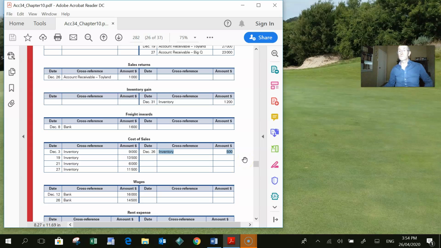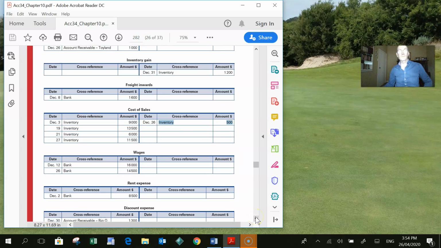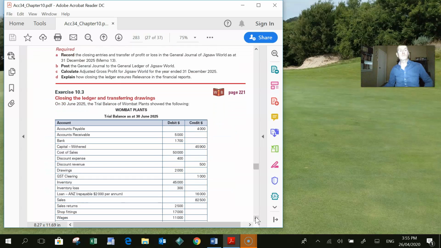That is a sales return at cost price. This is you charging out at cost price. This one over here is a sales return at cost price. So you add up the debit, subtract the credit, and the net amount is what is the expense and transferred to profit and loss summary. So very similar to 10.1.